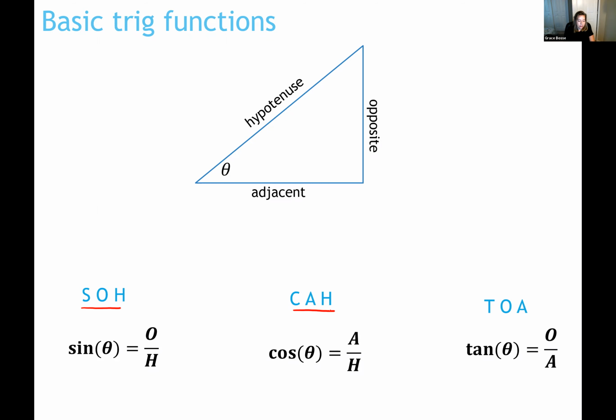CAH shows you that the cosine of an angle is the adjacent side divided by the hypotenuse. And then TOA, tangent of theta, is the opposite side over the adjacent side. So if you know any angle and any one side in a right triangle, you can use these functions to solve for the other sides of the triangle.